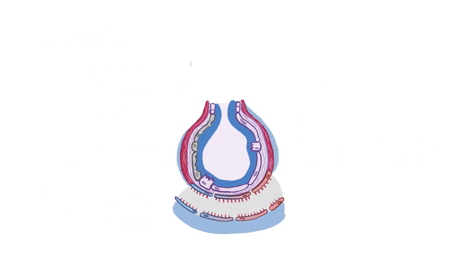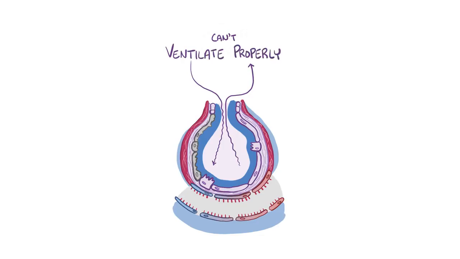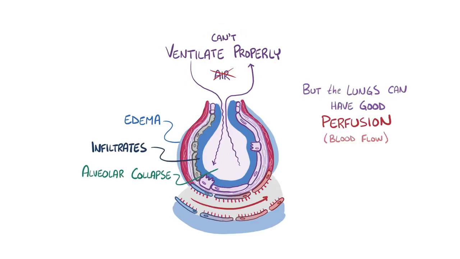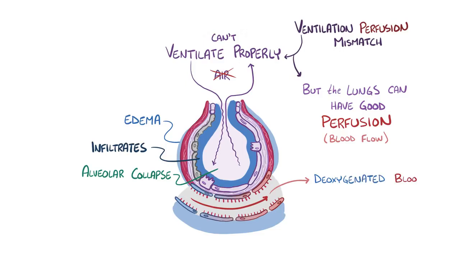So in summary, some areas of the lungs can't ventilate properly, meaning they can't fill with air because of edema, infiltrates, or alveolar collapse, but the lungs still have good perfusion or blood flow, and that leads to a ventilation-perfusion mismatch. This means that deoxygenated blood is flowing by the alveoli as it normally does, but there is very little fresh oxygen for blood to pick up. Together, this results in hypoxemia, or poorly oxygenated blood.